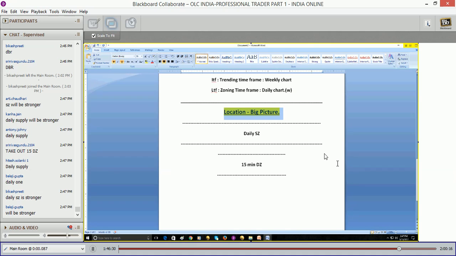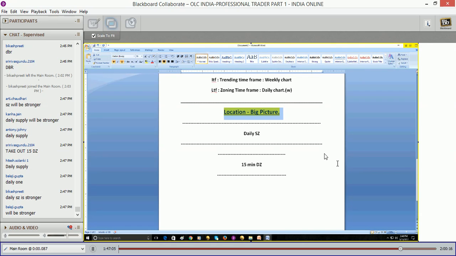Always remember this, friends. Larger time frame zones are more powerful than smaller time frame zones. Larger time frame zones have more orders pending as compared to smaller time frame zones.